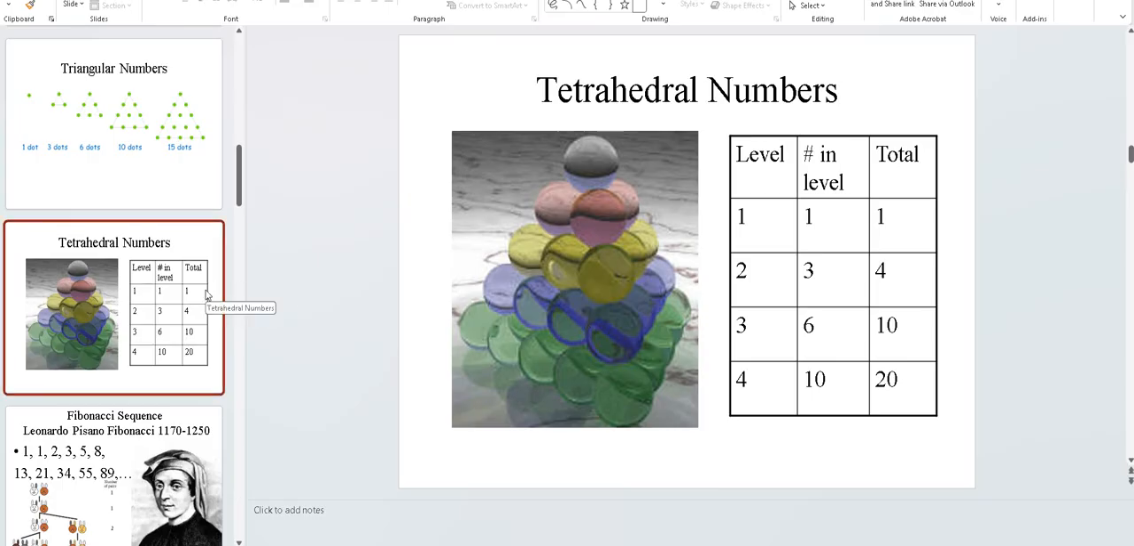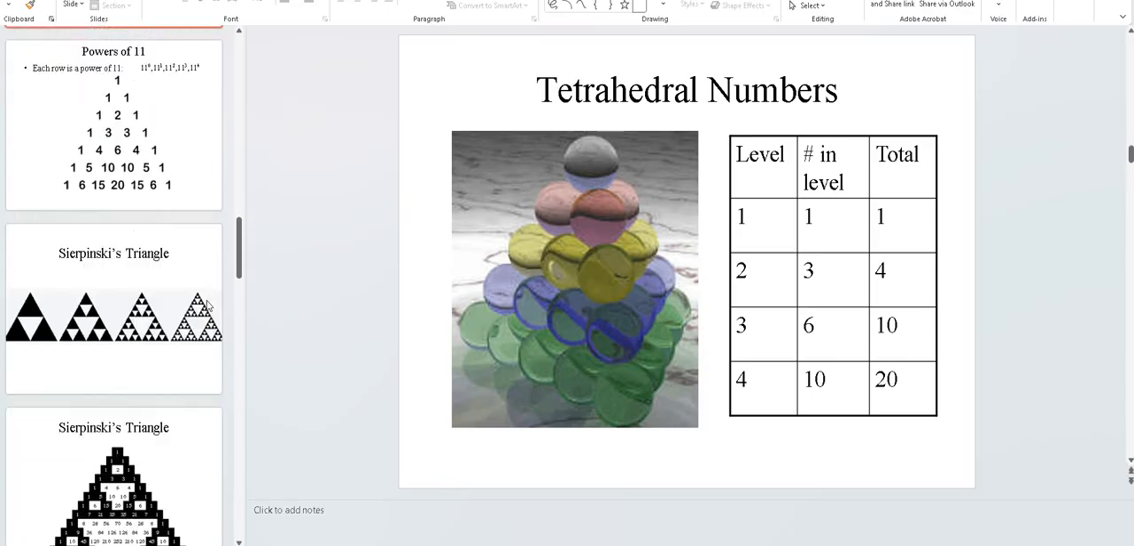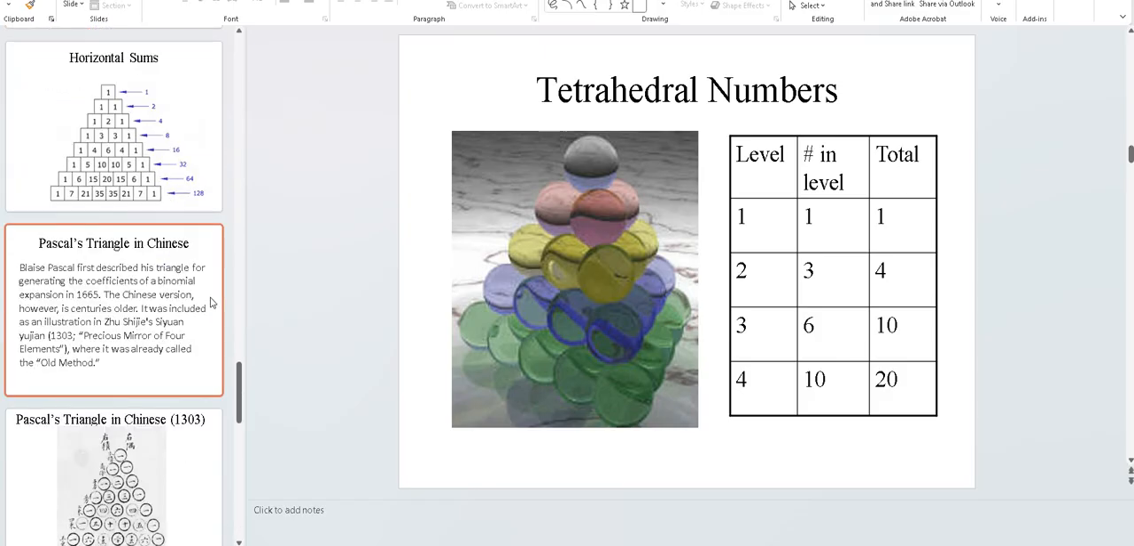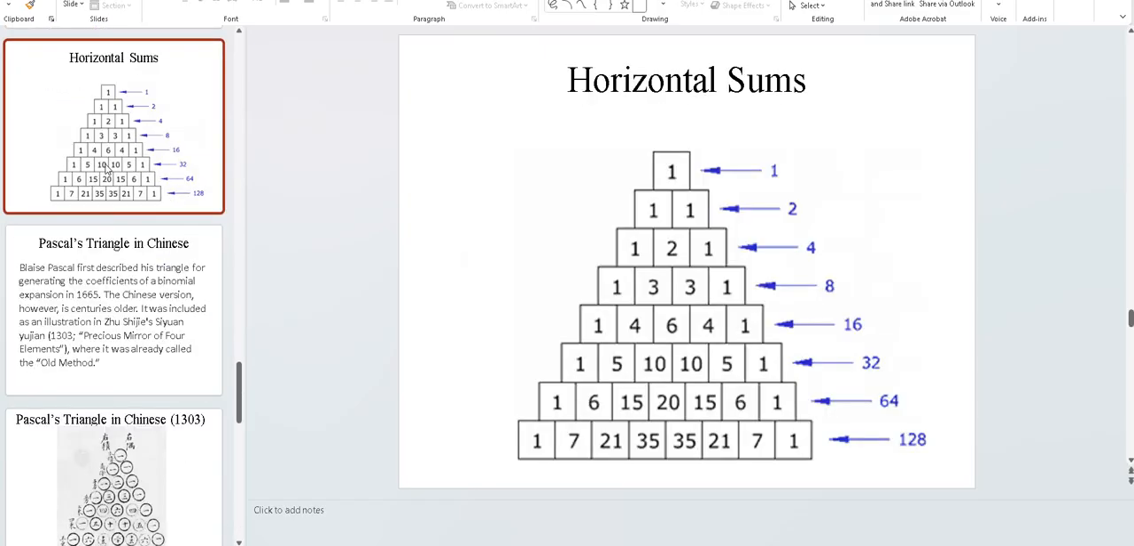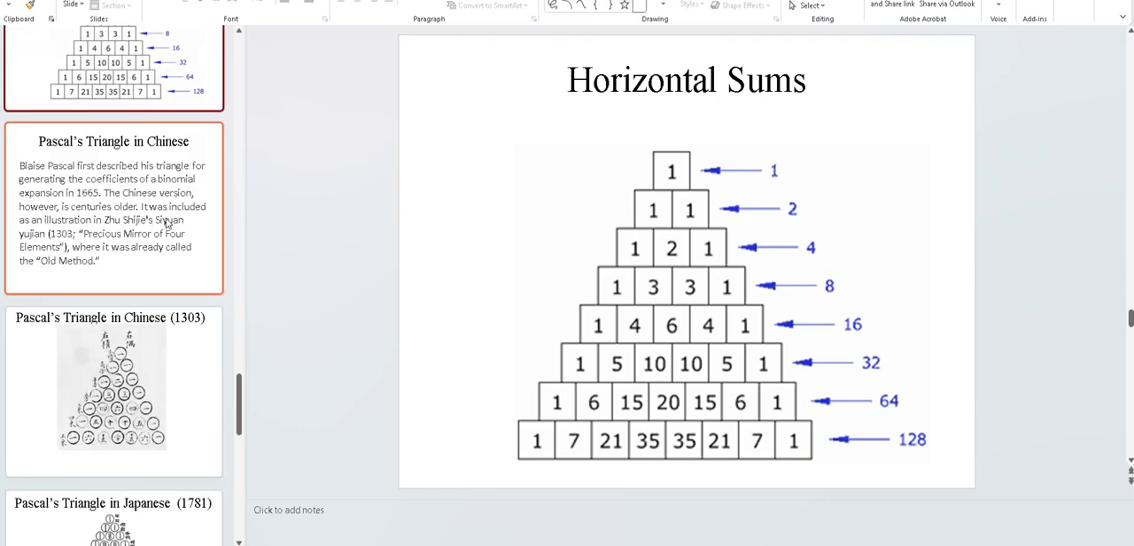So tetrahedral numbers. There's some stuff called Fibonacci numbers that I won't bother you with. The numbers across these rows are all powers of 2. So that's kind of pretty wild. And by the way, this is called Pascal's triangle, but Pascal didn't invent it himself.